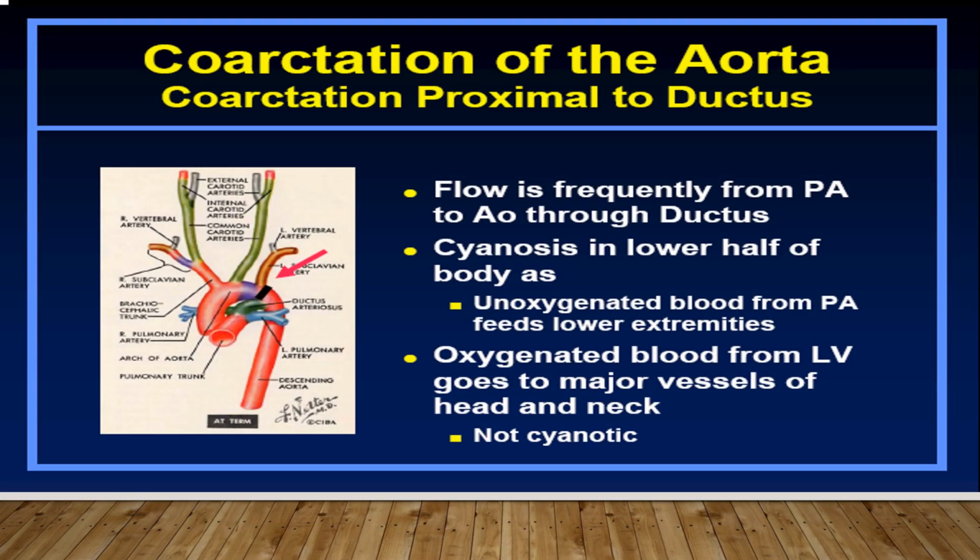When we see coarctation of the aorta proximal to the ductus, in this case flow is frequently from the pulmonary artery to the aorta through the ductus, and there is cyanosis in the lower half of the body, as deoxygenated blood from the pulmonary artery feeds the lower extremity, and oxygenated blood from the left ventricle goes to the major vessels of the head and neck, so the upper extremity or upper part of our body is acyanotic, or not cyanotic. But this is relatively rare. It is responsible for around 2% of patients, because the most common type of coarctation of the aorta is postductal coarctation.